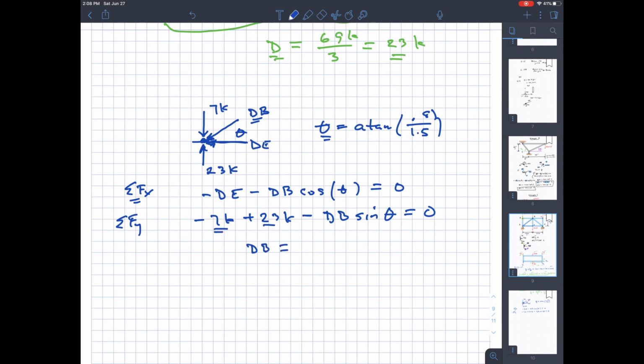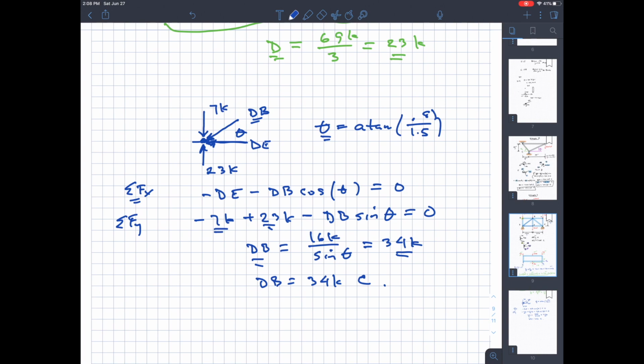These numbers add up to, let's see, 16K. So DB is equal to 16K over sine theta, which is 34K. That was a positive number. I assumed it was in compression, so DB is 34K in compression.